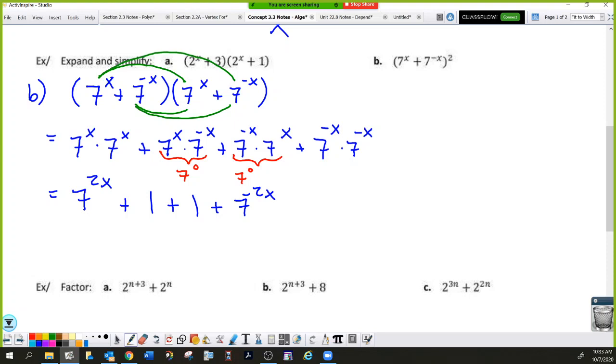Well, anything with a negative exponent belongs in the bottom of a fraction bar, so that way we can give it a positive exponent. Basically, anything with a negative exponent needs to move across its own fraction bar. So what we have here is 7 to the 2x plus 2 plus 1 over 7 to the 2x.